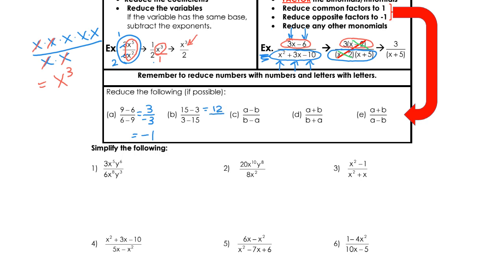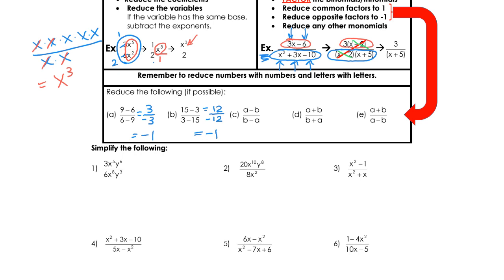3 minus 15 is -12. And 12 divided by -12 is equal to -1. So what those 2 examples are trying to show you is if you have subtraction between your 2 numbers, or your 2 terms, and you switch the order on the bottom, each one of the fractions reduces to -1.